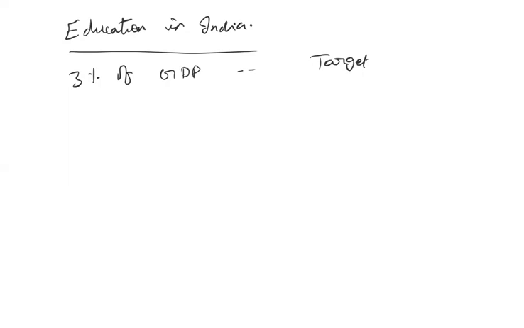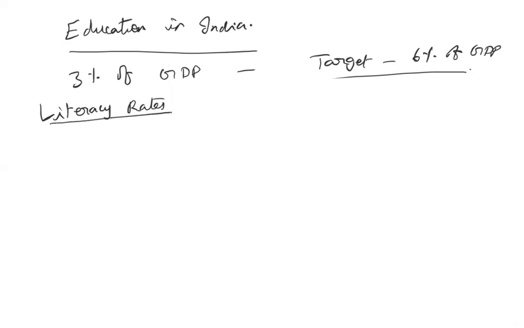So education in India, one thing, the government is spending only 3% of the GDP, even though the target is to spend 6% of GDP. So still we are not able to do that. So as far as the literacy rates in India is concerned, of course, there is a tremendous improvement.